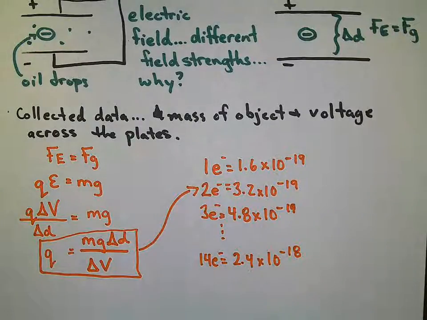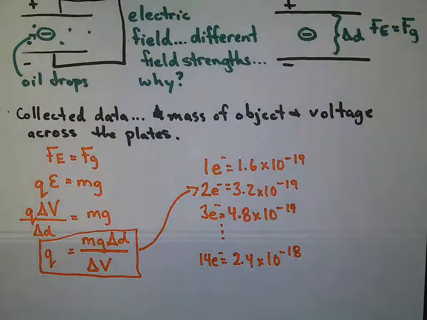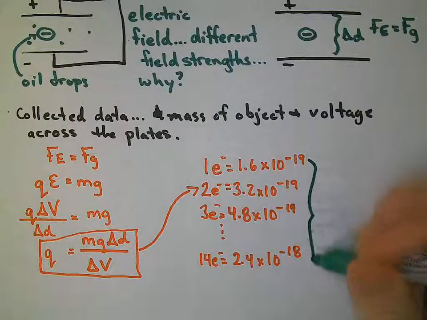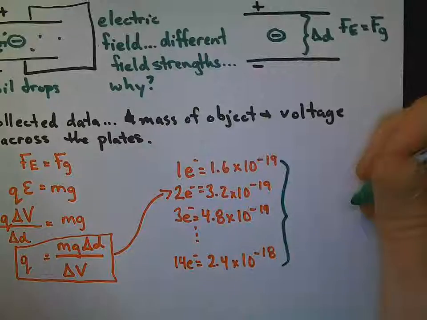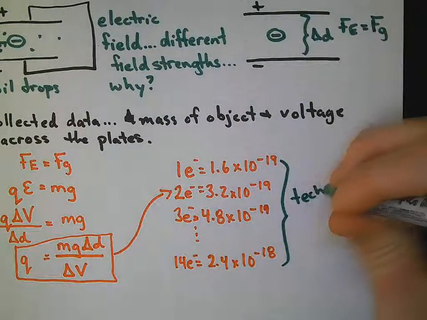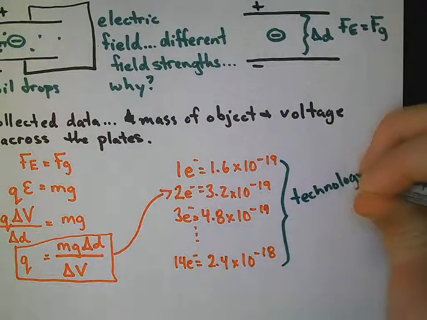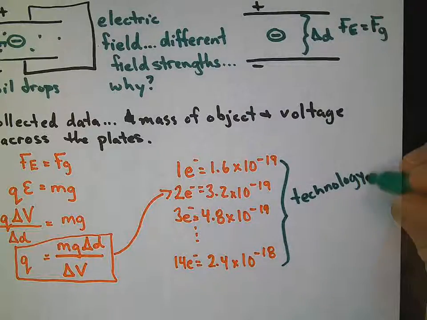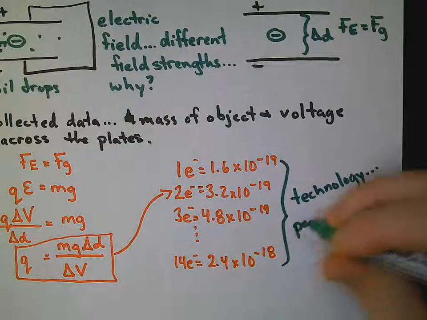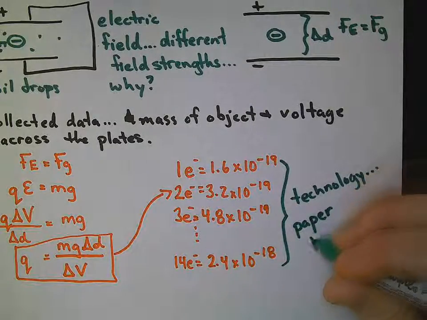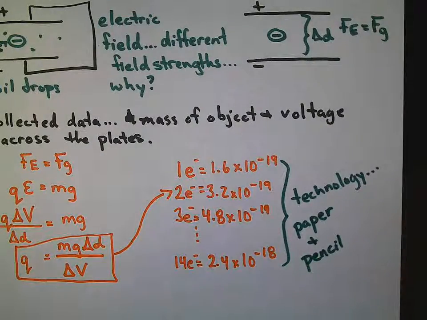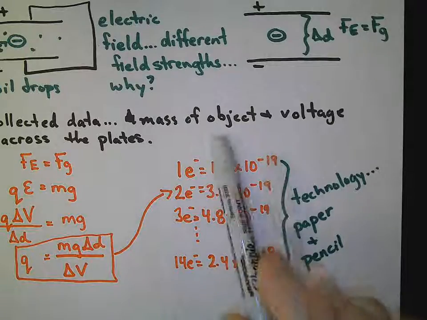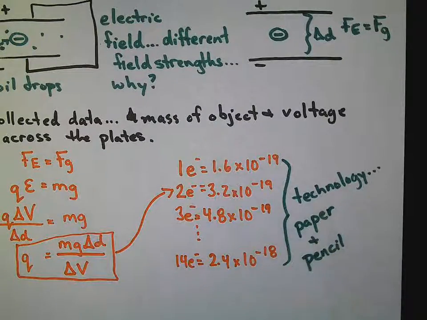And the really awesome thing about this in the early 1900s was to derive these numbers here. The only way that he was able to was through technology. But think about the technology in the early 1900s. That means the only thing that he had to calculate this was paper and pencil. He calculated all of these by himself with paper and pencil.